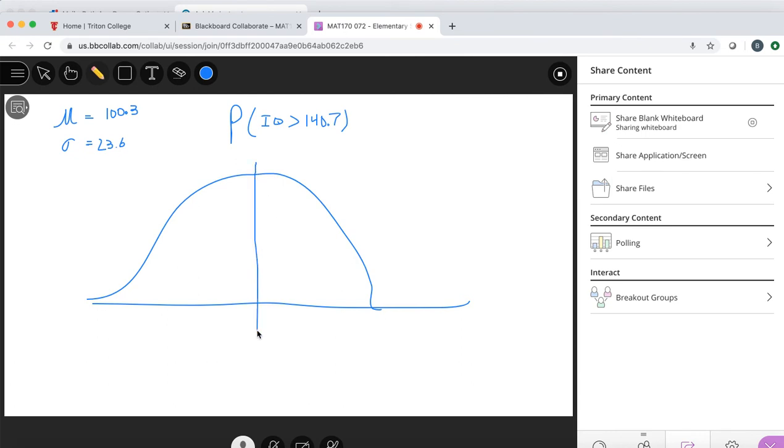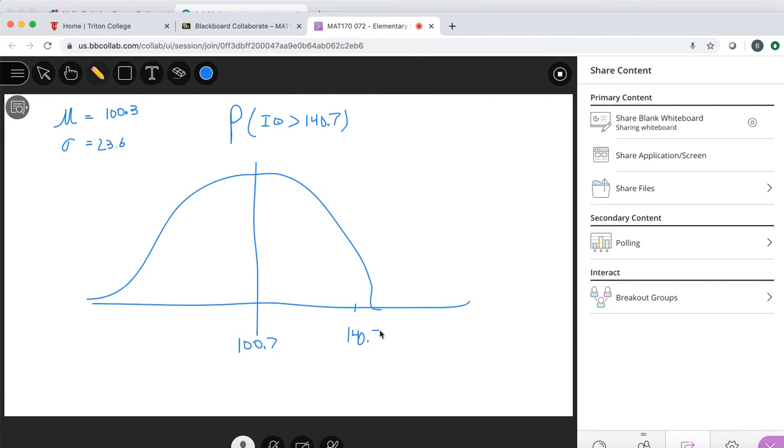And right in the middle is that mean. So this is that value of 100.3. Bear with me, I'm doing this on my trackpad, so it doesn't look great. But trust me, we're saying this is in the middle. So that 140.7 is right here. Okay? That's far to the right of the mean.